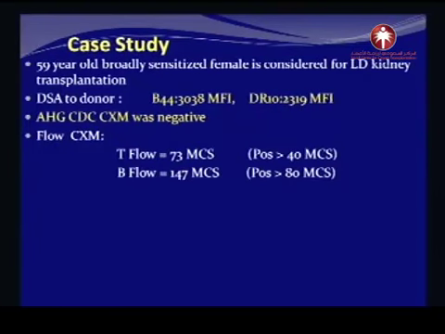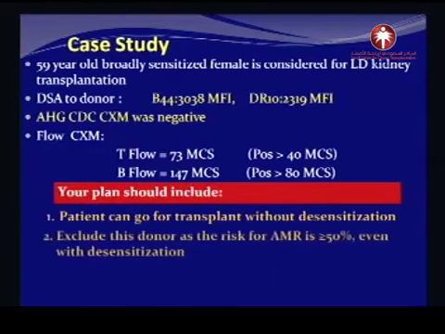The CDC is negative, and the flow cross-match is positive for both T and B lymphocyte. All of the information is given to you. Now the question is, your plan should include the following: that she can go for transplant without desensitization. So you can accept this as a compatible cross-match and send her to transplant without desensitization, or exclude the donor as the risk for AMR is quite high.